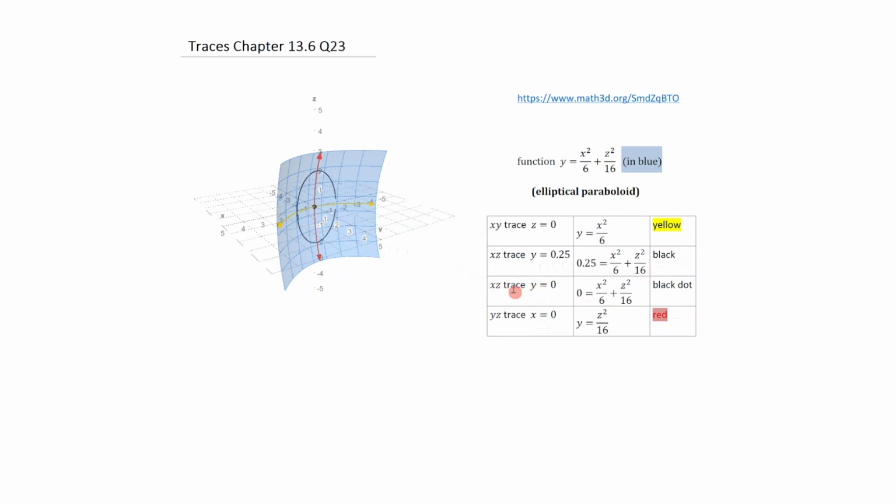Thirdly, you have the xz trace with y equals 0. Again, you just set y equals 0 and you have the equation here, but that only has one solution. That is when x and z equal 0, which means it's the point you see right here at the origin. And lastly, the yz trace with x equals 0. You set x equal to 0 and you have y equals z squared over 16. That's indicated by the red line that you see here.